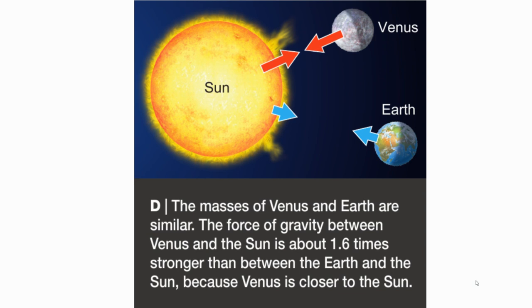Here we have a picture showing the Sun, Venus, and Earth. The mass of Venus and Earth are similar. The force of gravity between Venus and the Sun, though, is about 1.6 times stronger than between the Earth and the Sun. This is because Venus is closer to the Sun. So the strength of gravity not only depends on the mass of the object, it also depends on how close you are to the object.